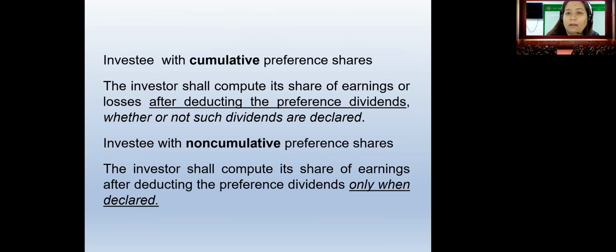Fixed percentage as dividends. Okay, so kung ang investee or yung associate natin ay meron ding in-issue na preference share, before mo computin yung share mo sa earnings or losses ng investee, ibabawas mo muna yung dividends ng preference shares nila, whether or not such dividends are declared, because cumulative preference shares siya. Pero kung non-cumulative preference shares yung in-issue ng investee mo, then ibabawas mo lang yung preference dividends only if the dividends had been declared. Okay? Next.